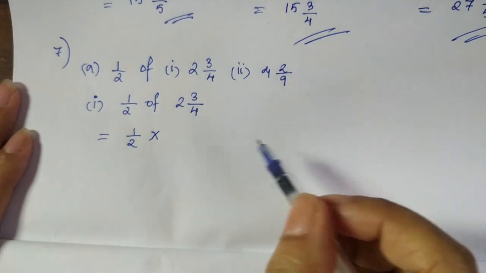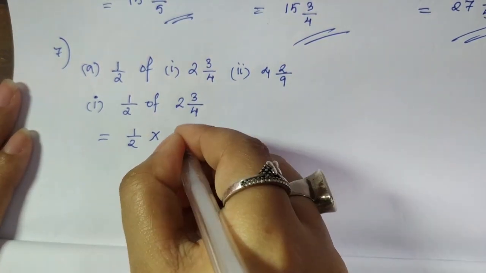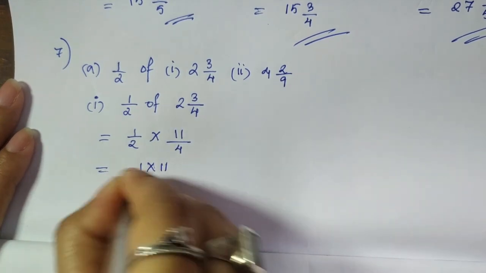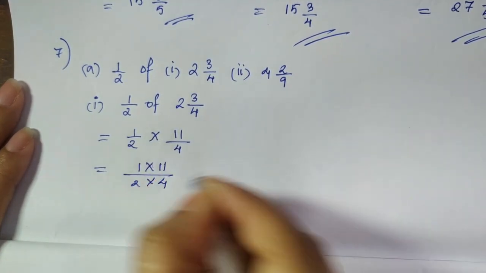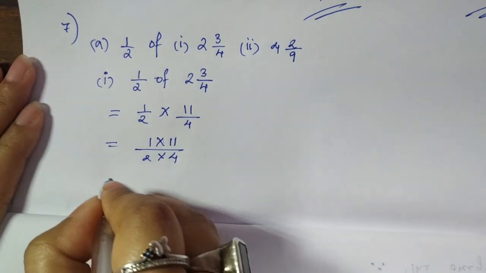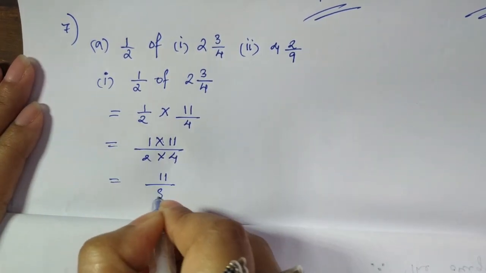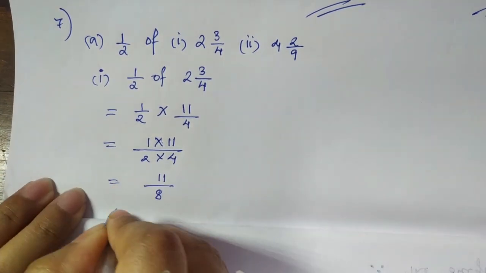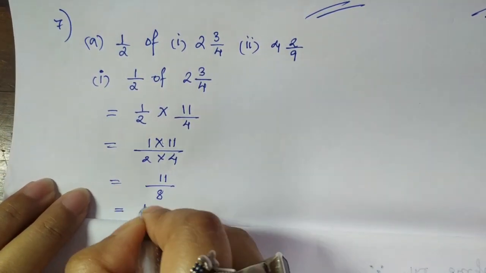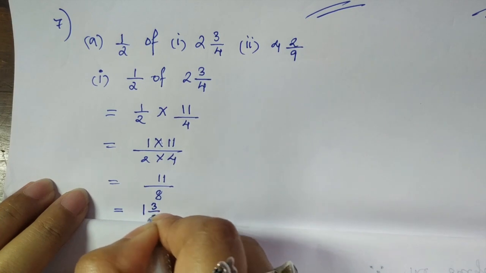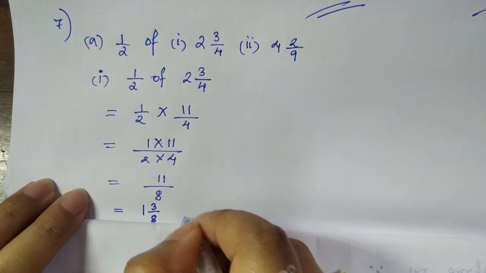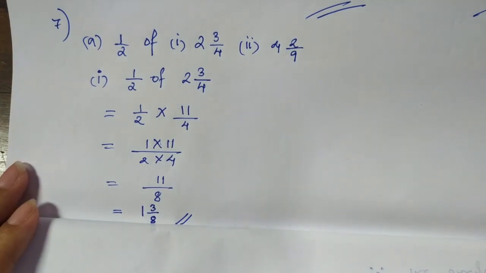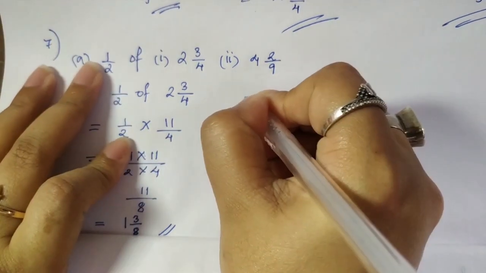2 4s are 8 plus 3, 11 by 4. Now multiplying the numerator with the numerator and denominator with the denominator. Okay, so 1 11s are 11 gives me 11 by 8. If you want to convert it into a mixed fraction, how much you will get? You will get 1 3 by 8. This is your answer. Okay, now I'll show you the second part, that is number 2.